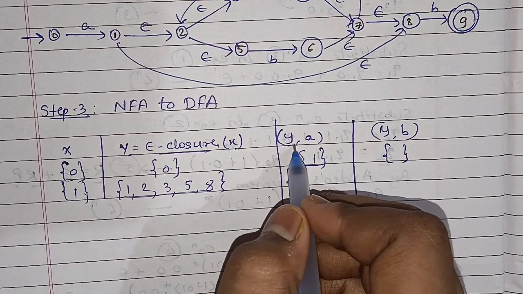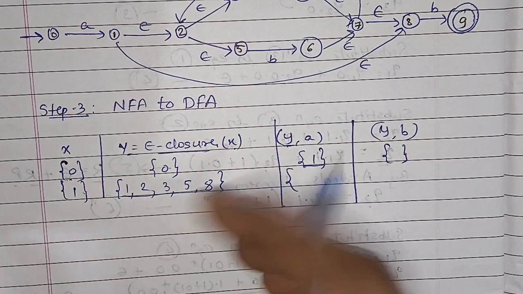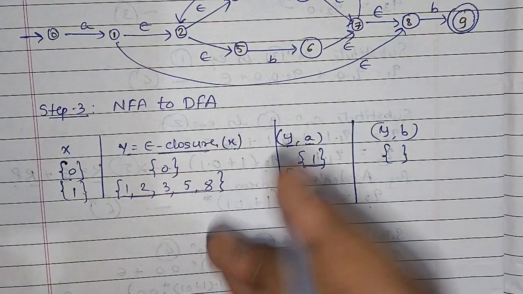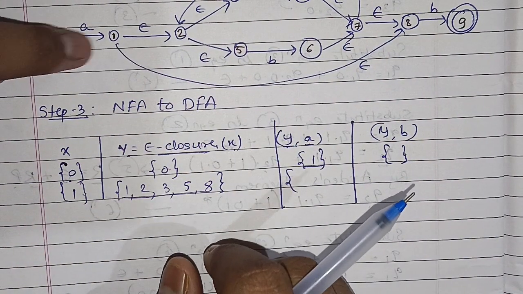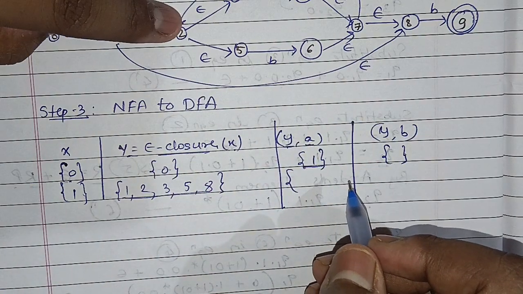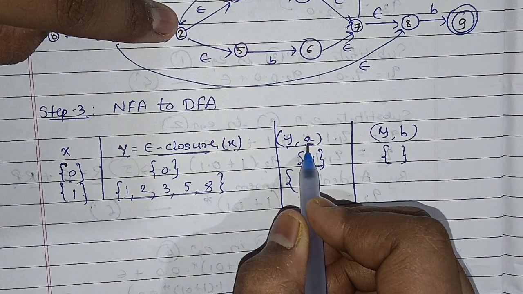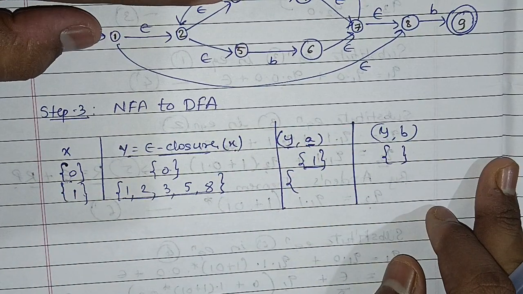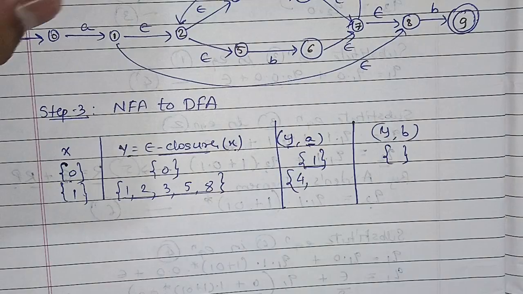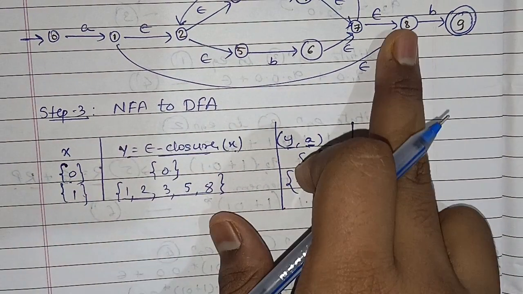Now I will check if there is a transition on getting A or not. Okay, now see, state 1 will receive A, is there any transition? No. State 2 is getting A, will it have any transition? No. Will 3 have any transition? Yes. 3 is getting A, so going to state 4, I will write here 4. Okay, now see, 5 no, 8 also no.